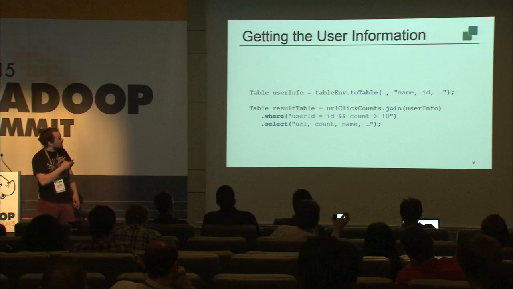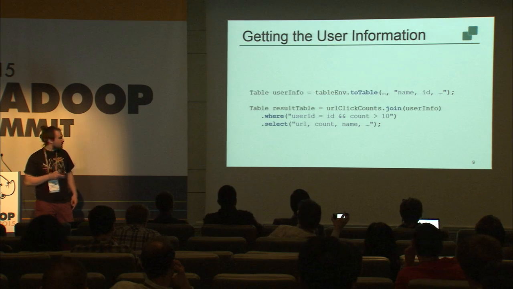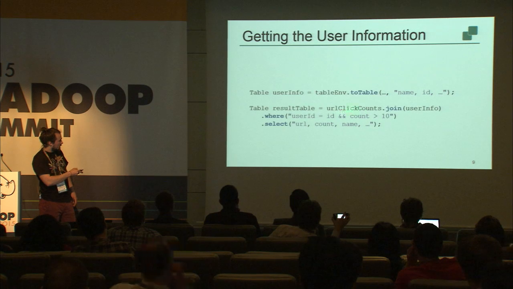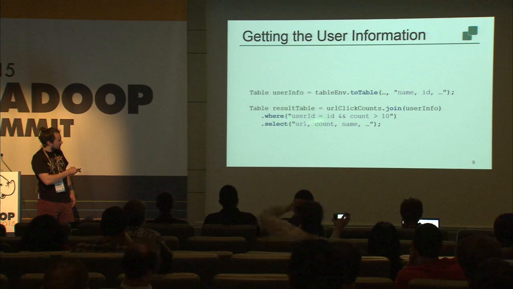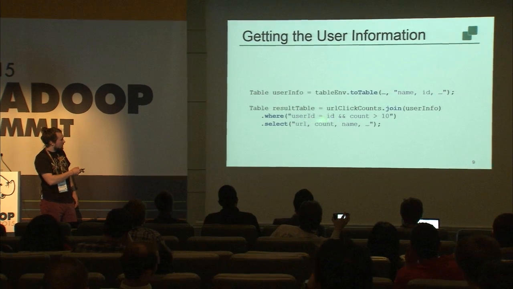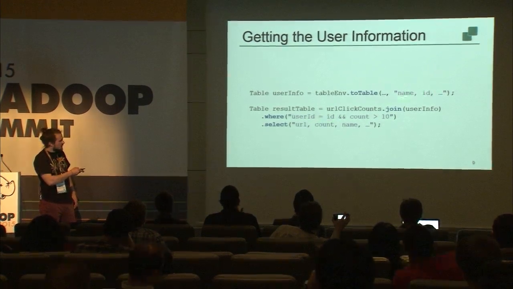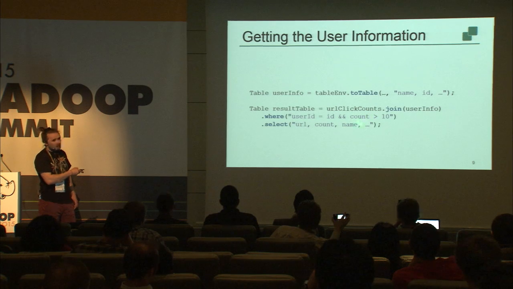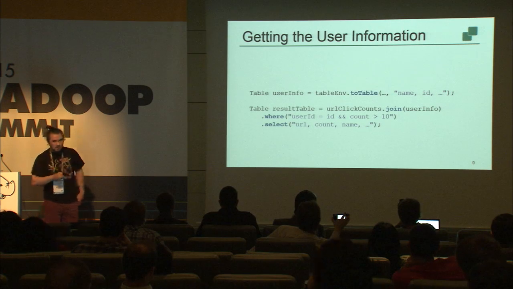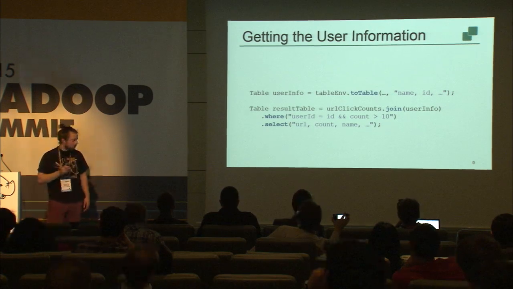So we have these 2 tables now, the user information table and the click table. And now we can join them. So we say the click counts, we join with the user info, and then give us only these elements of the join where the user ID of these click counts is equal to the user ID of the user entry. And also only give me those where the count is bigger than 10 because I'm not interested in those low count URLs. And then I say, give me the URL, the count, the name, and then some of these additional interesting user fields like address or which country they are from and so on.